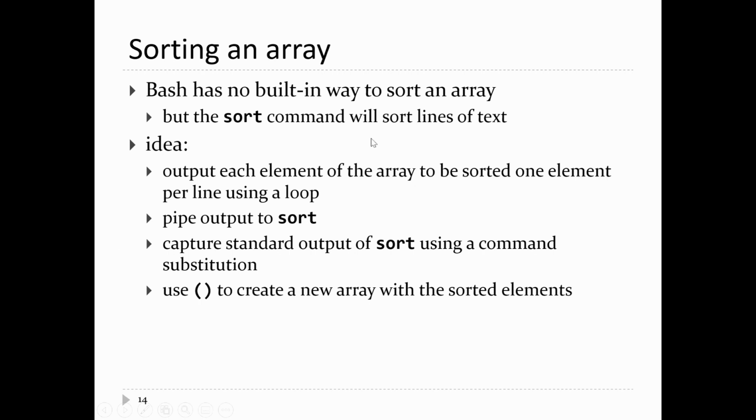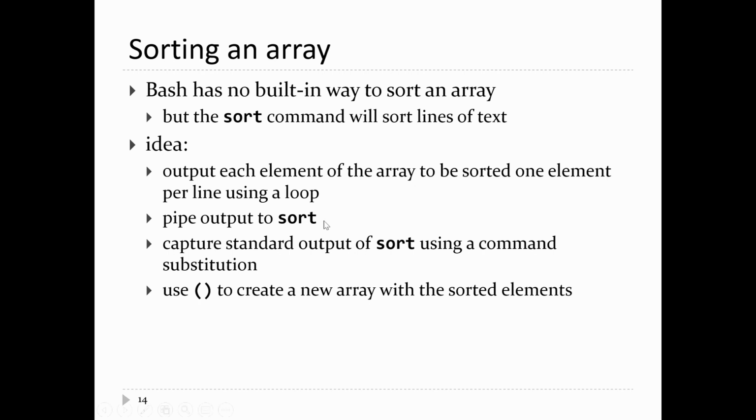So the idea is, I want to use sort to sort the elements of the array. I'm going to use a loop to print out the elements of the array on separate lines, one element per line. And I know sort can sort that. So if I take the output of the loop and pipe that into sort, sort will sort the lines so that it ends up in sorted order. So I can get a sorted list of elements line by line.